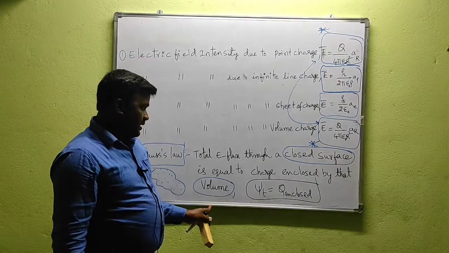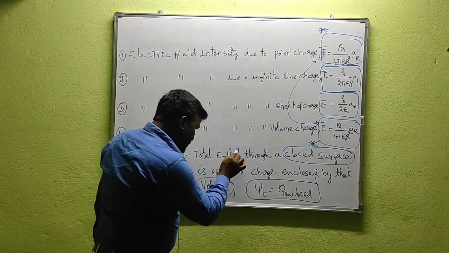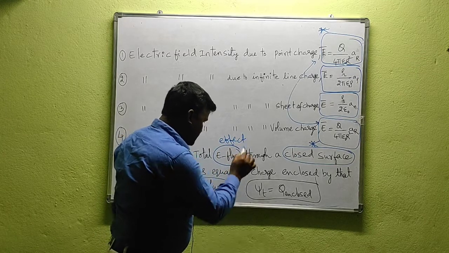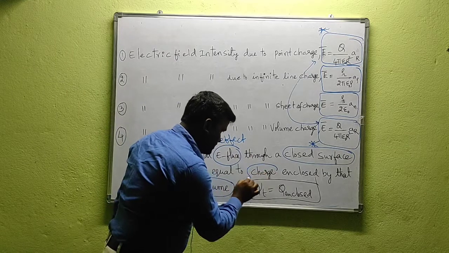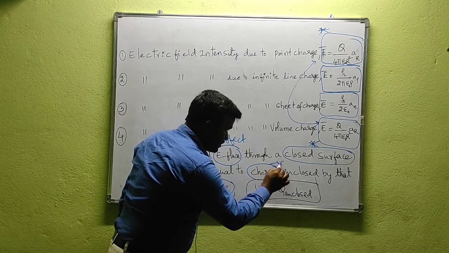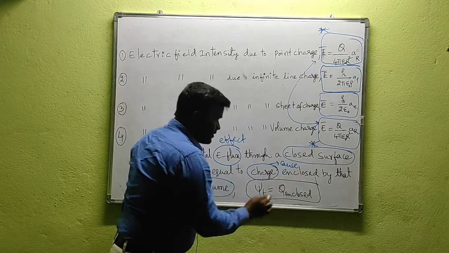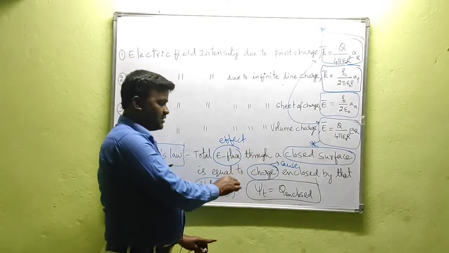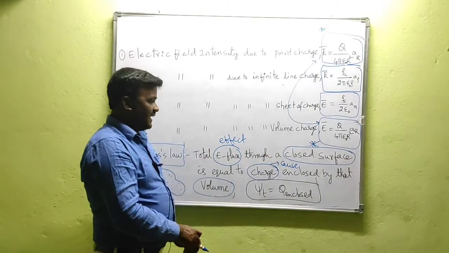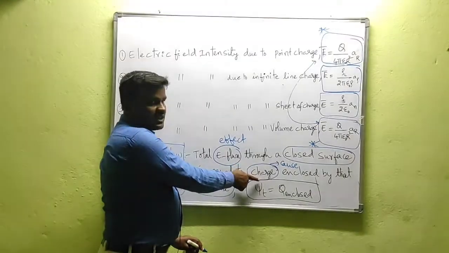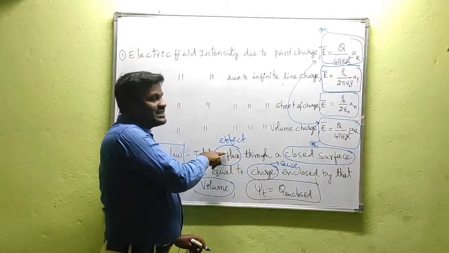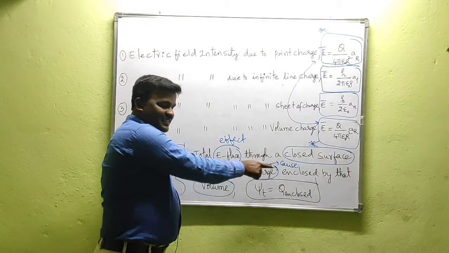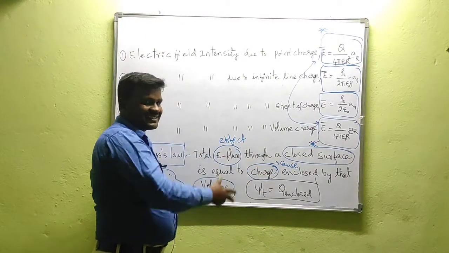This Gauss law also relates electric flux, which is nothing but the effect. This electric flux is due to the charge, which is nothing but the cause. Gauss law relates this cause and effect. What is the cause? Charge. What is the effect? Electric flux. Electric flux is produced due to this charge, so the charge is the cause to produce this electric flux. Gauss law relates the electric flux and the charge, that is, cause and effect.